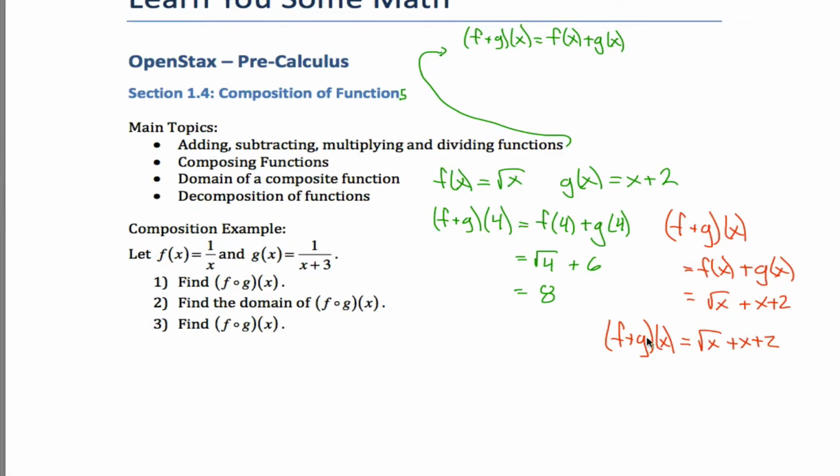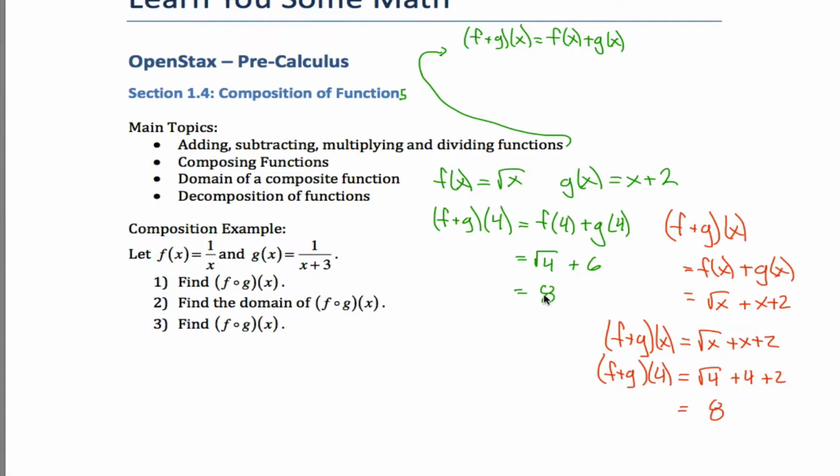If I had this rule for this machine, I could answer any question you want. F plus g of 4? Sure, no problem. F plus g of 4, just copy this blueprint right here, except everywhere you see the letter x, change it into a 4. You got the square root of 4 plus 4 plus 2.